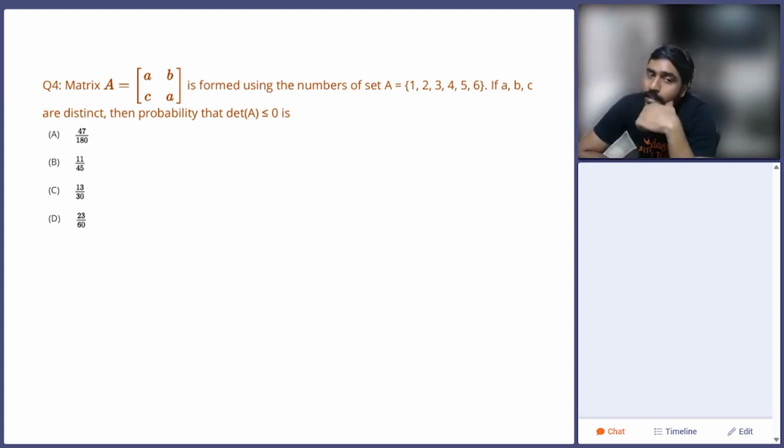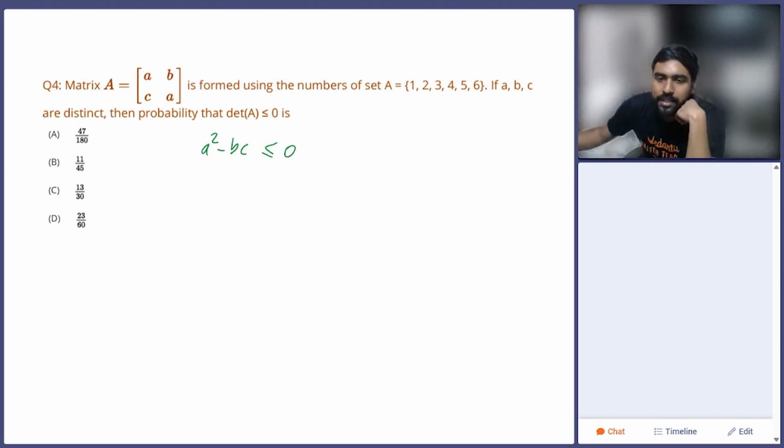So matrix A, whose diagonal elements are A, and non-diagonal elements are B and C, is formed using 1, 2, 3, 4, 5, 6. A, B, C are distinct. Very well. Probability that the determinant is less than or equal to 0. Basically, A square minus BC I need to make less than or equal to 0. Right? Basically, I need to ensure that A square is less than or equal to BC.